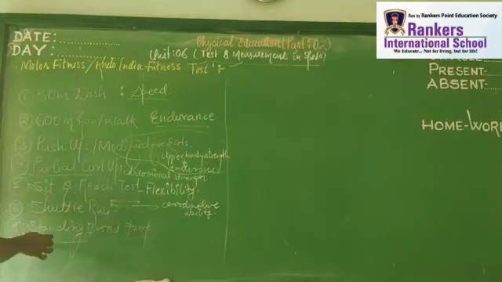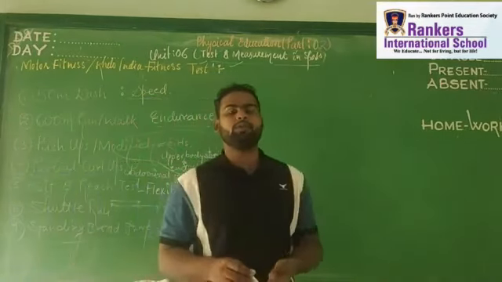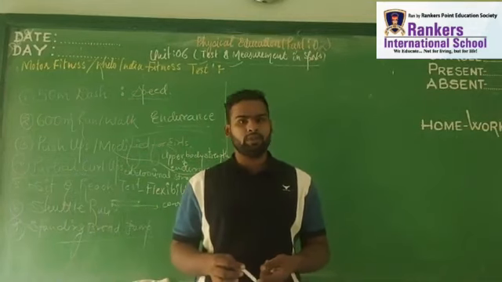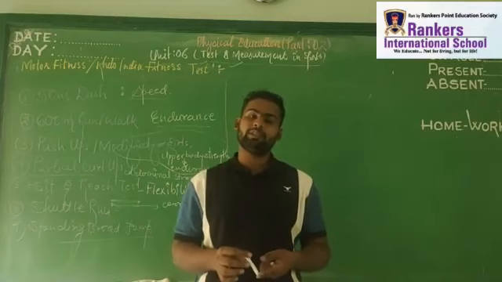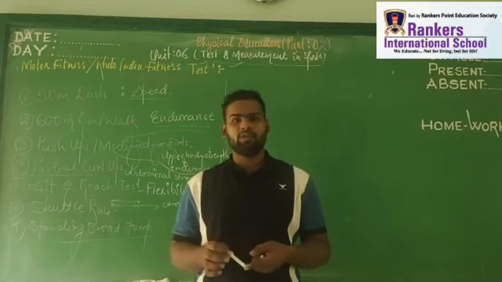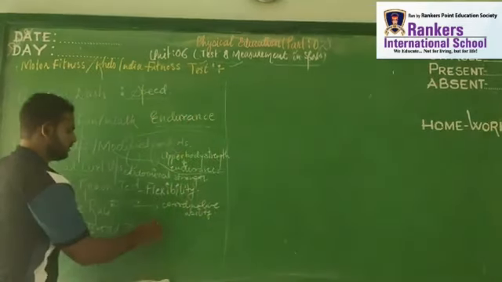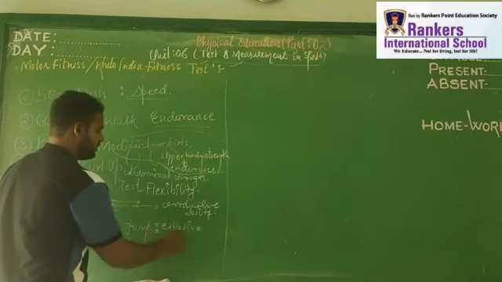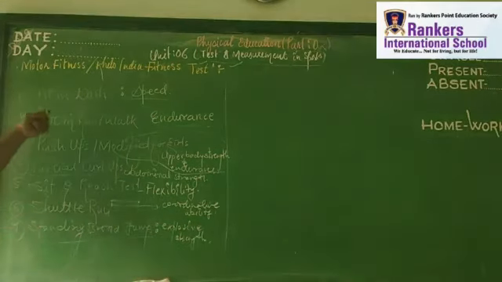Standing broad jump. What is standing broad jump? The standing broad jump is that kind of test which gives you the strength of your leg muscles, especially explosive strength. Three muscles are engaged here: quadriceps, hamstring, and calf muscles. Which muscles again? Quadriceps, hamstring, and calf muscles. These three muscles are engaged, and this helps to explain the explosive strength of an individual.